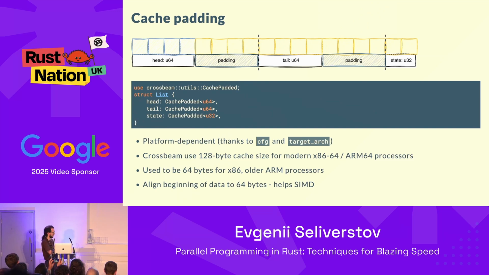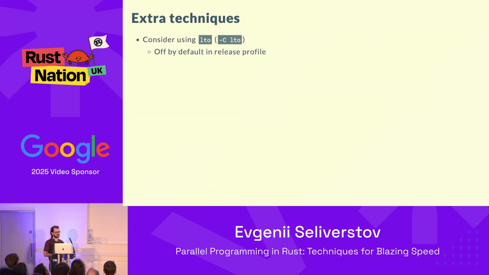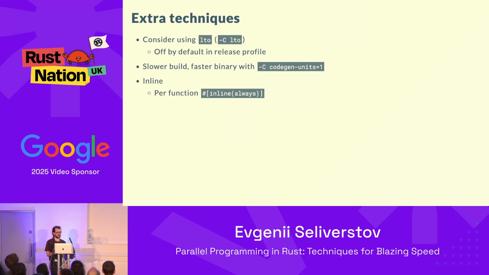So it helps us a lot. If you're writing or utilizing concurrent code, please be sure your data fields are padded. And extra techniques: don't forget about LTO. LTO is link time optimization. Since we are using the LLVM compiler, we can utilize optimization in the linker stage. So enable it, it's off by default. For a slower build but a slightly faster binary, you can deparallelize compilation, so you can set codegen units to 1. It could help. And for really performant code, use inline, because it's not inlined by default, right?